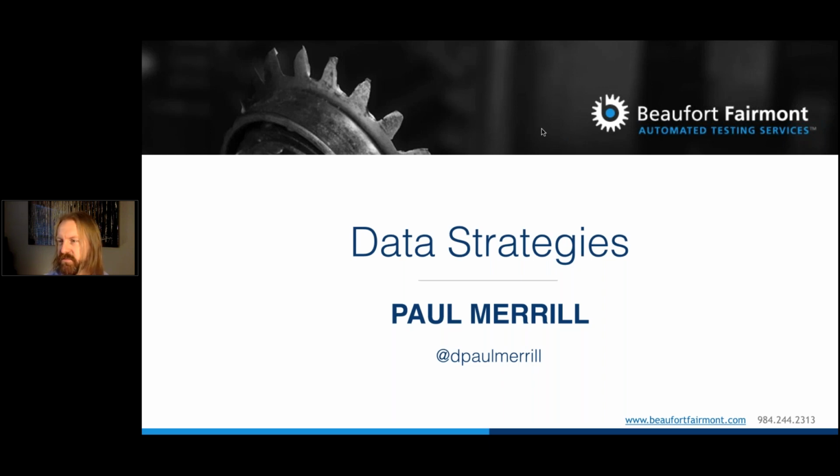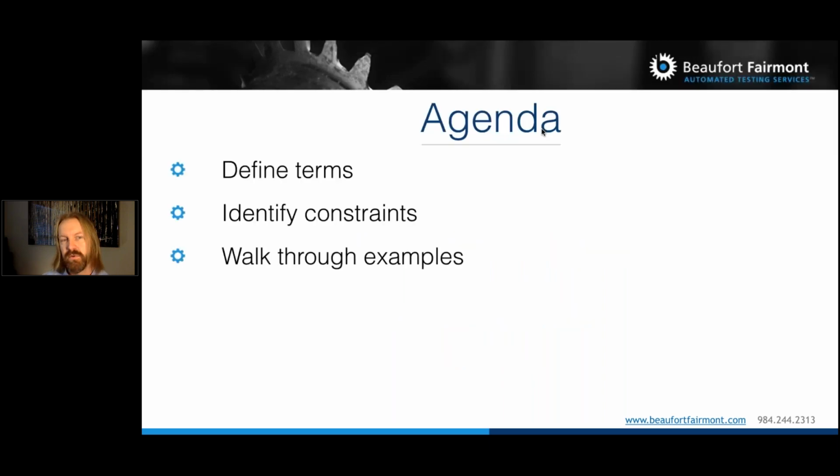So today let's back up. Let's talk about data strategies and how we manage the data under test. So what we're going to do is go through and define terms. First, we're going to talk about what we're going to talk about. Then we're going to identify constraints and talk about what constraints are and how we use them in defining our data strategy. And then we're going to walk through specific examples of data strategies.